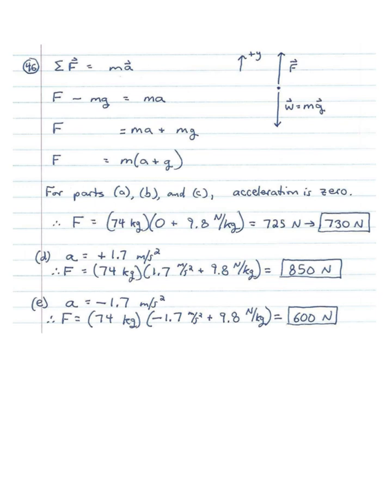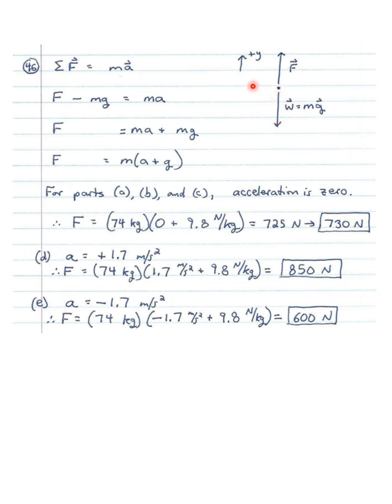Number 46. A 74 kilogram tree surgeon rides a cherry picker lift to reach the upper branches of a tree. What force does the lift exert on the surgeon when it's at rest, moving upward at a steady 2.4 meters per second, moving downward at a steady 2.4 meters per second, accelerating upward at 1.7 meters per second squared, and accelerating downward at 1.7 meters per second squared? We want to find the force.